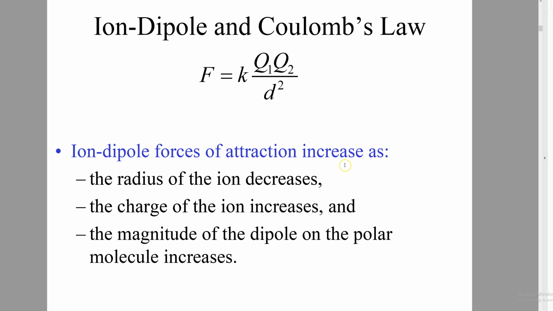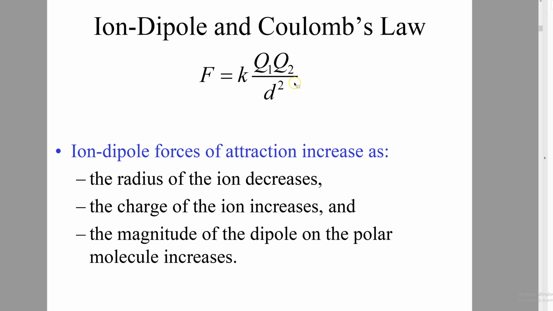Now, moving along to the ion dipole and Coulomb's law. Generally, what we talk about is Coulomb's law in regards to the force of attraction. And we've already talked about Coulomb's law in the past, where Q is going to be considered the charge, and D is the distance between those charges multiplied by a K constant. So the general rule for this is that the attraction increases if the radius of the ion decreases. So that kind of makes sense, right? If this D gets smaller, the force is going to get larger between that ion dipole.